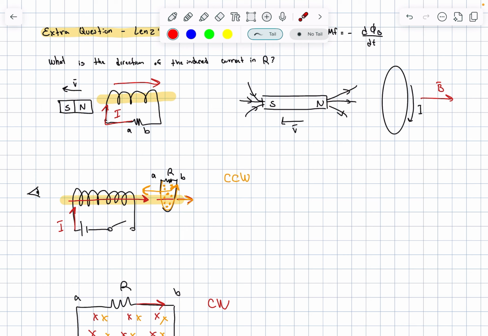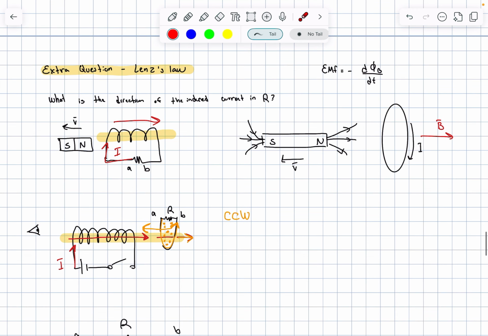And we have to know that essentially the system wants balance. It wants order. Like, it doesn't want things to change. So it's going to do essentially the opposite of that change to balance things back out. And that's, in essence, what Lenz's law is. Okay?